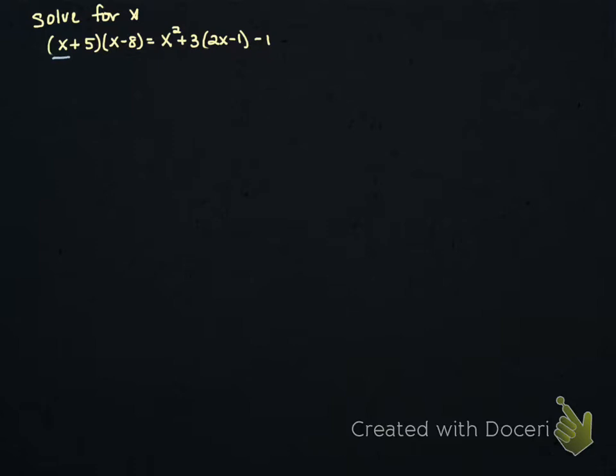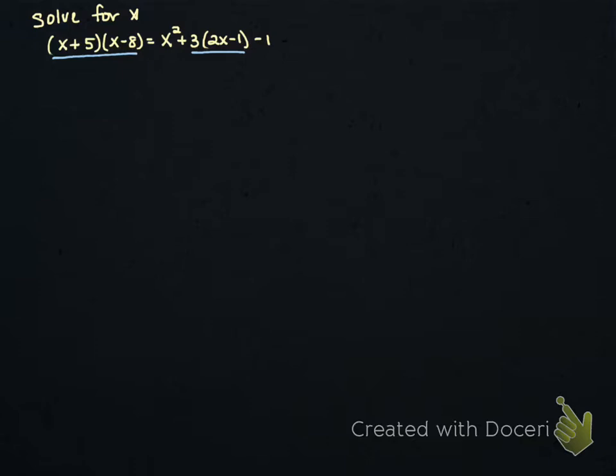We need to distribute the quantity x plus 5 times the quantity x minus 8, and we also need to distribute this 3 times 2x minus 1. We can use generic rectangles in order to help us with this distribution. Think of it as taking the product of a rectangle and turning it into the sum of the area of the rectangle.